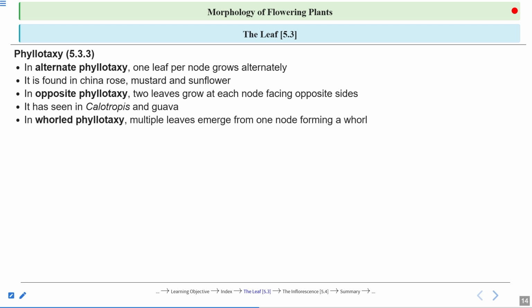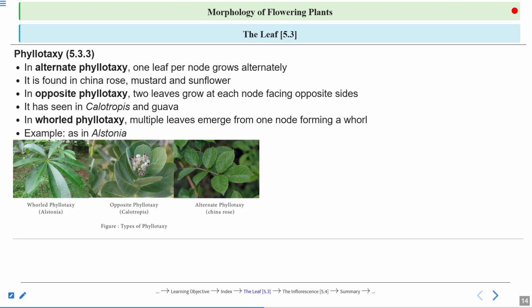Then whorled phyllotaxy. Now, multiple leaves emerge from one node forming a whorl. That's why it is known as whorled phyllotaxy. Example is Alstonia. So this is also very important. This question comes in the exam regarding the phyllotaxy: what phyllotaxy is present in Alstonia, Calotropis, and China rose.